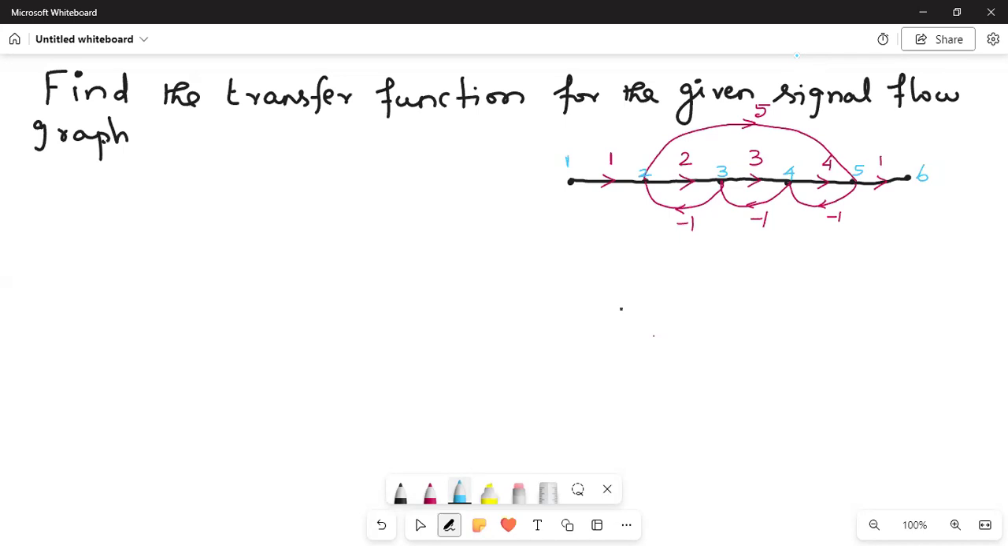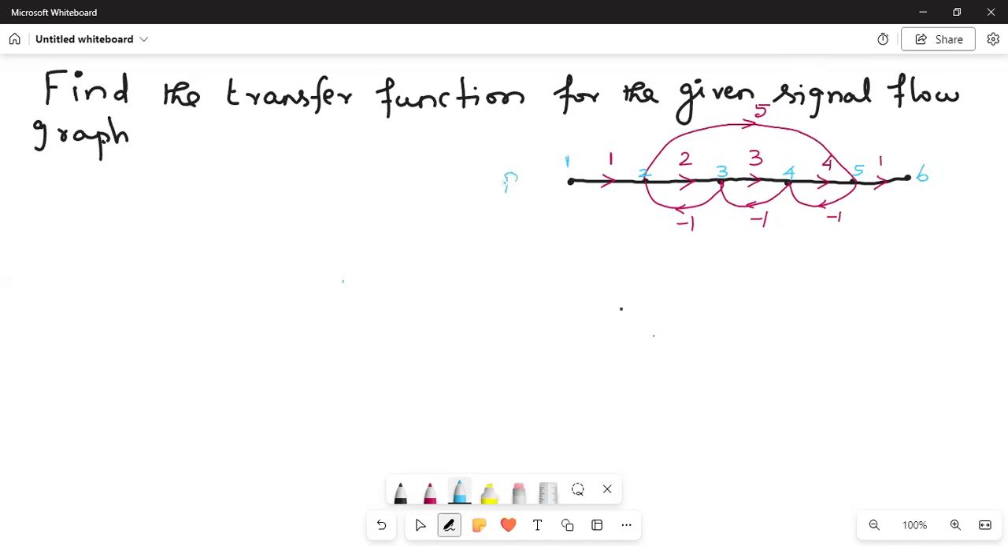So in this video, I am going to explain how to find out the transfer function from the signal flow graph. Now all of you come to see this question. Find the transfer function for the given signal flow graph. So this is a given signal flow graph.